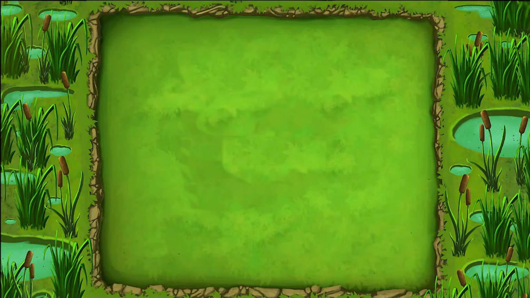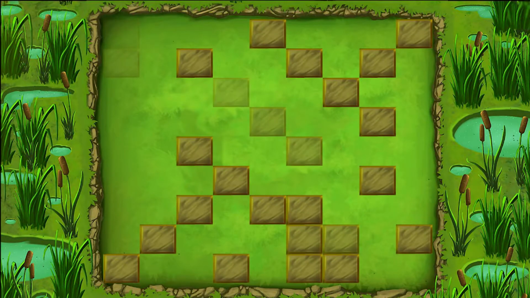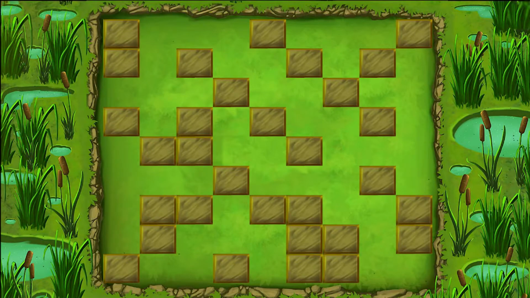Let us now prove the first part. For any arrangement of stones in our field, we associate a graph of vertices and edges in the following way.